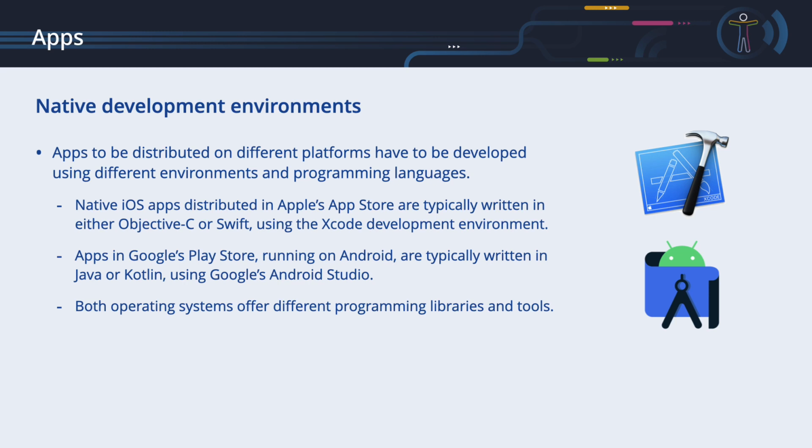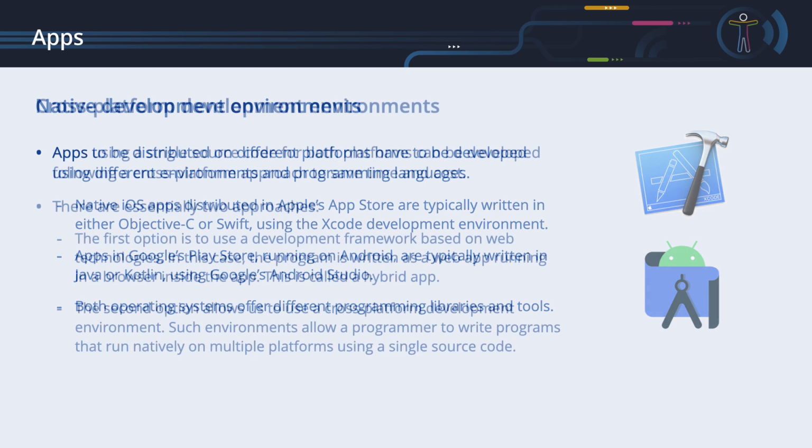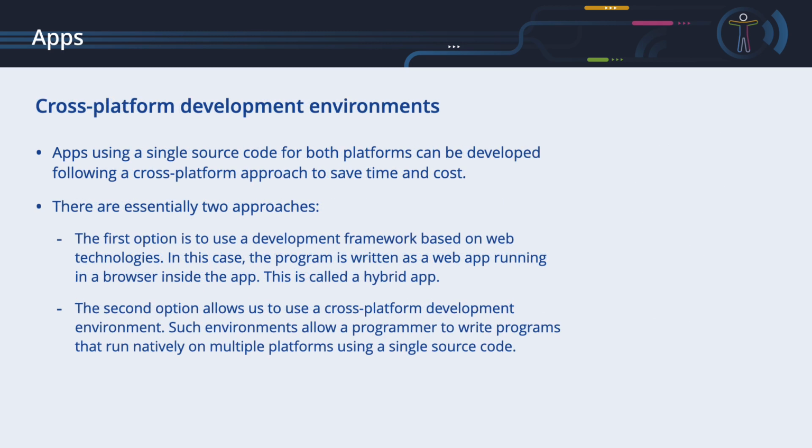Both operating systems offer different programming libraries and tools. In general, the possibilities for sharing code between these two platforms are very limited. Cross-platform development environments. Apps using a single source code for both platforms can be developed following a cross-platform approach to save time and cost. There are essentially two approaches.